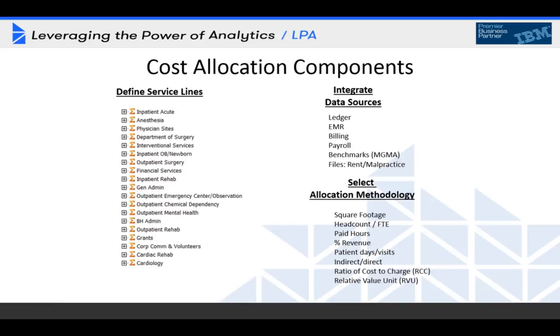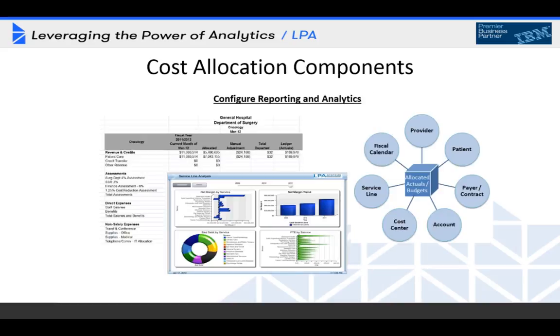And then we came up with some allocation methodologies, and we applied those different allocation methodologies to each service line. So whether it's number of square feet, number of head count, hours, percentage of revenue, etc. And then we applied that to the model to come up with the allocation. And when we did so, we actually built the entire model. And in the center, you'll notice, we brought in all of these data points and connected them all together and came up with new allocated actuals and budgets.